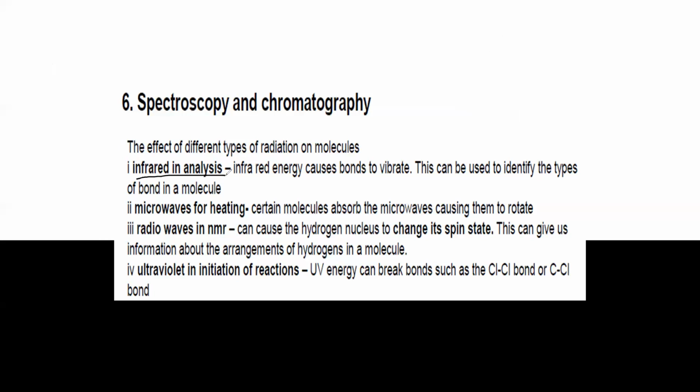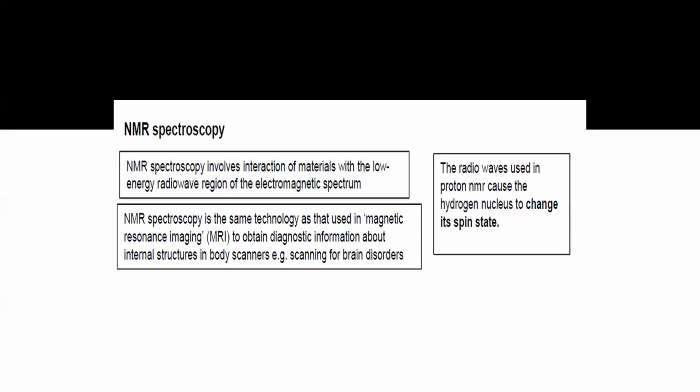Infrared radiation can cause bond vibration, so using that we can identify the type of bond. Microwaves are absorbed by certain molecules, and we can also rotate the molecules using microwaves. Radio waves can be used for rotation or flipping of the hydrogen present within the structure, and ultraviolet radiation can cause bond breaking or initiate a chemical reaction.